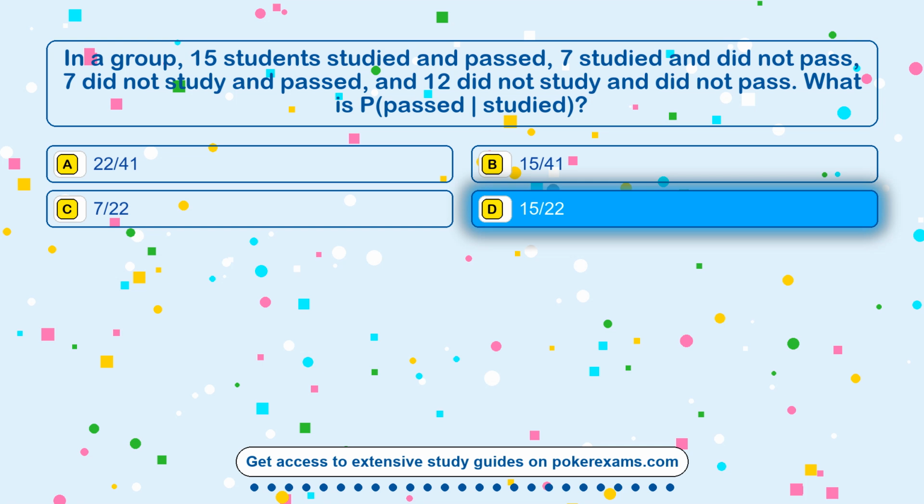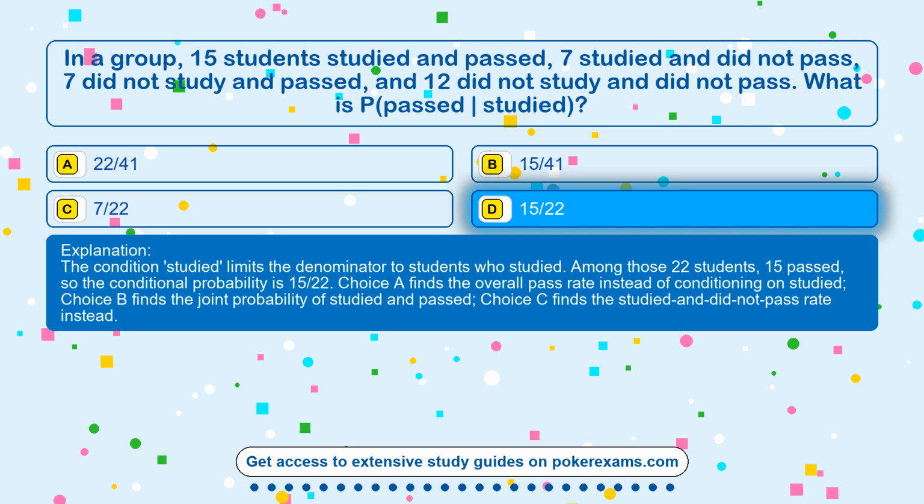The correct answer is option D, 15/22. The condition studied limits the denominator to students who studied. Among those 22 students, 15 passed, so the conditional probability is 15/22. Choice A finds the overall pass rate instead of conditioning on studied, choice B finds the joint probability of studied and passed, choice C finds the studied-and-did-not-pass rate instead.